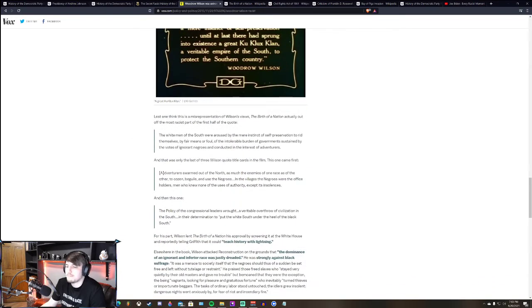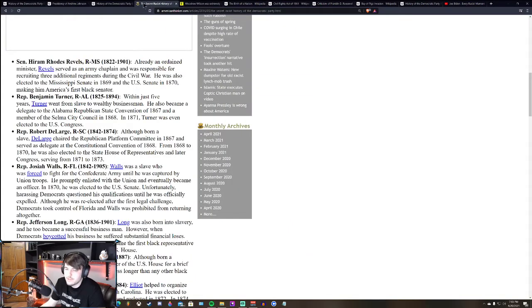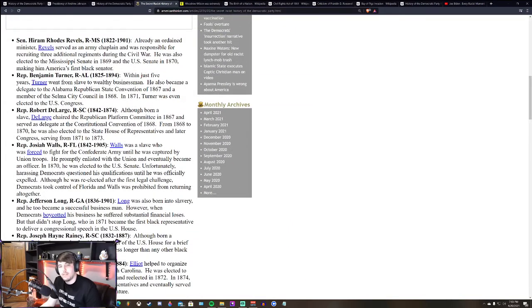Here's some quotes from him. The white men of the South were aroused by the mere instinct of self-preservation to rid themselves, by fair means or foul, of the intolerable burden of governments sustained by the votes of ignorant Negroes and conducted in the interest of adventurers. How the hell did this guy even get into power? Like, what?